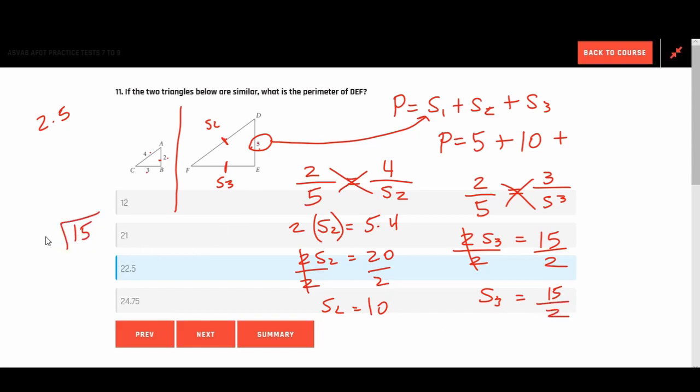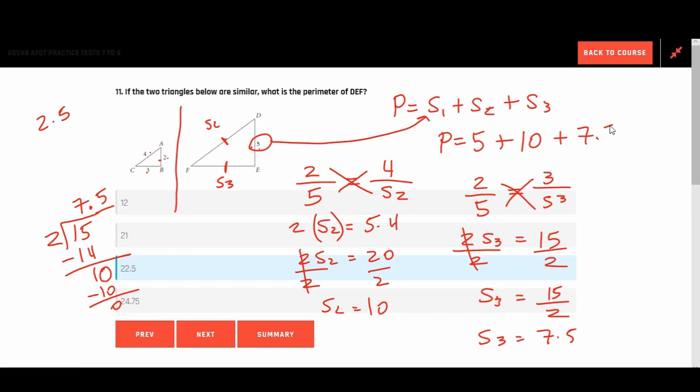15 divided by 2. Again, all fractions can be regarded as division. 15 divided by 2. 2 goes into 15 7 times without going over. 7 times 2 is 14. We're going to subtract, 15 minus 14 is 1. Add a 0. By adding that 0, I have to bring up a decimal. 2 goes into 10 5 times without going over. 5 times 2 is 10, so we subtract this out. So we know that side 3 is 7.5.